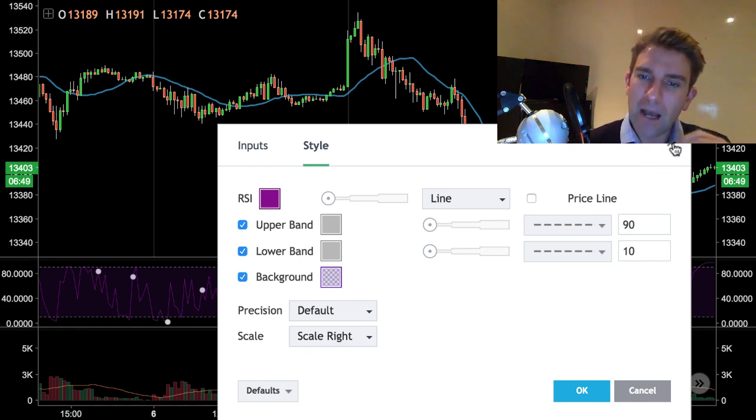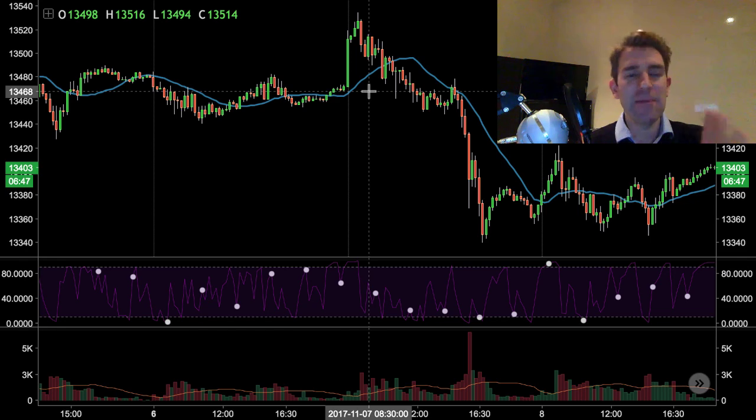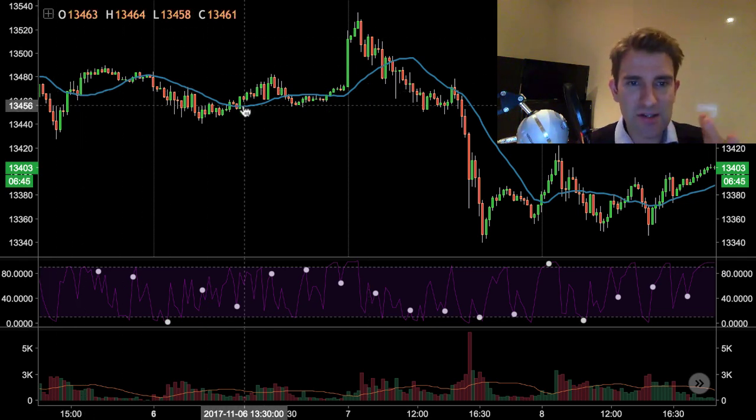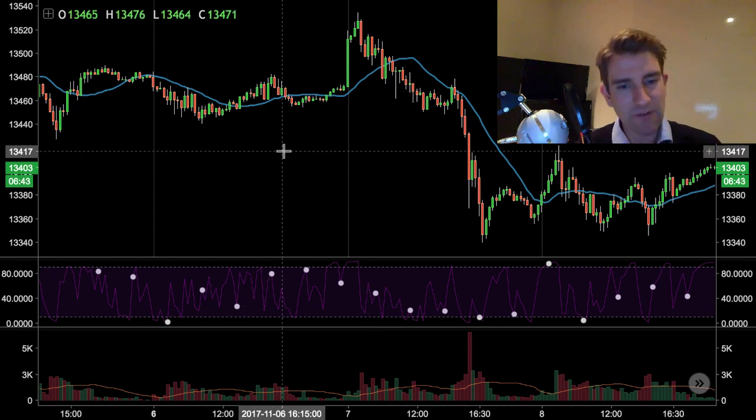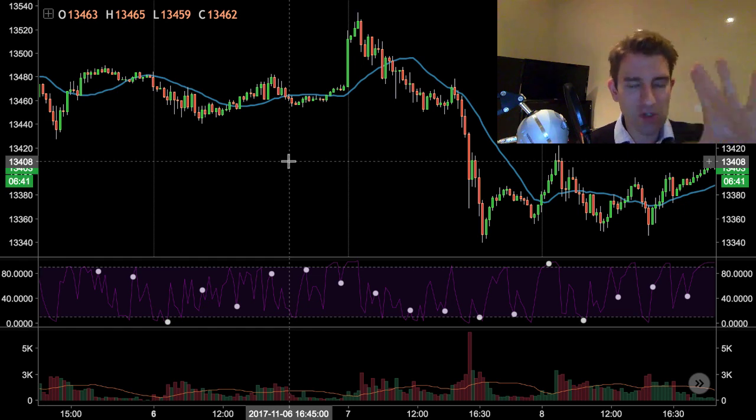So I've been playing around with this. Now I have a 15-minute chart up at the moment, and it's of the DAX. So each candle is representing 15 minutes. RSI 2-period, again with those stretch bands, as I say.